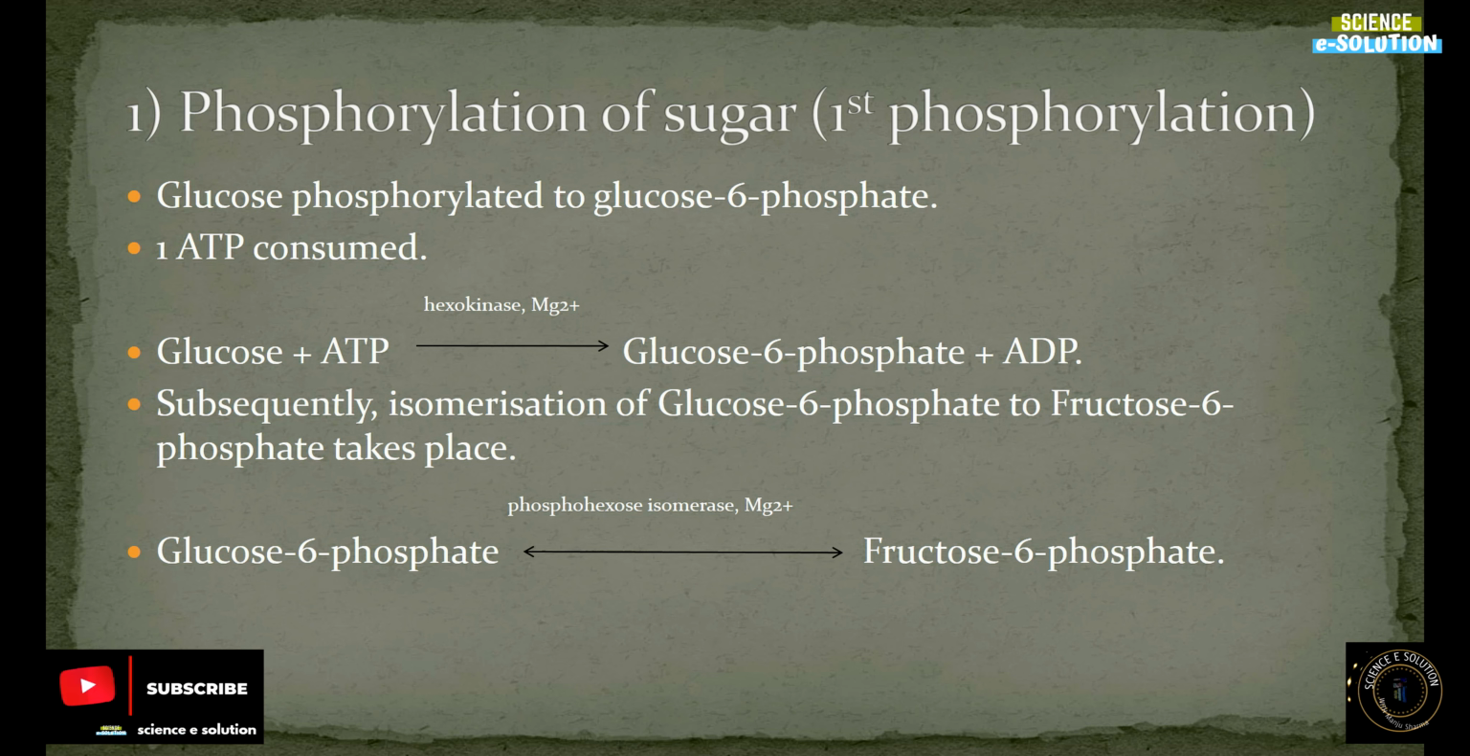In the next step, subsequently, isomerization of glucose 6-phosphate to fructose 6-phosphate takes place. So glucose 6-phosphate, with the help of the enzyme phosphohexose isomerase and magnesium ions, converts into fructose 6-phosphate.